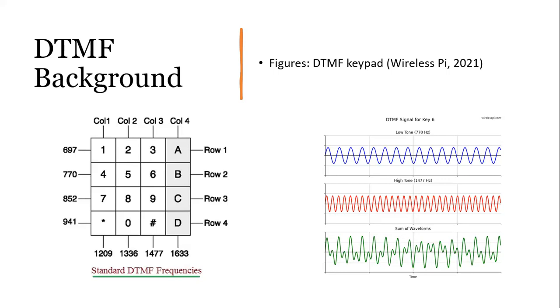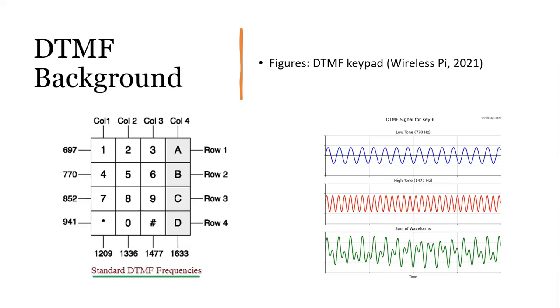It has 16 keys, with each key formed by combining two sine wave tones, one of which is a low frequency sine wave and the other a high frequency sine wave. As you can see, the rows have low frequencies and the columns have high frequencies, and these frequencies are combined to form unique keys, which are not confused with other keys.